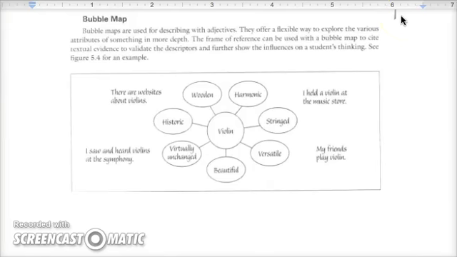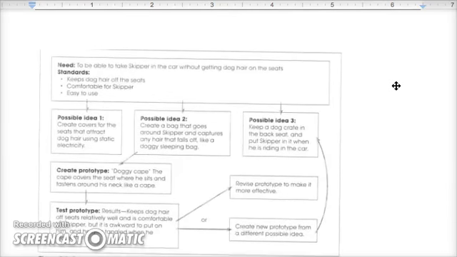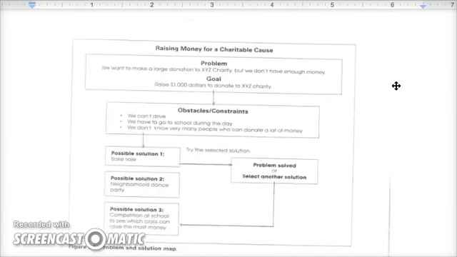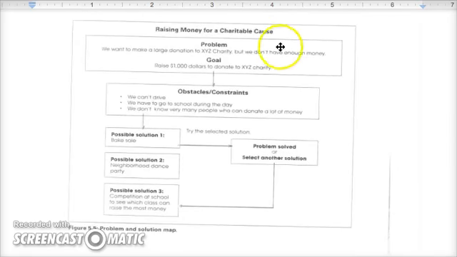It is right here. So the problem that this person has is they want to raise money for charity. Their goal, and these are the different steps that are involved in this type of mapping, is that you have a problem, you have a goal you want to meet. The next one is something that could constrain you or that is in your way, and then you have your possible solutions down here. And so you have your problem, your goal, your obstacles. So you list all those things just so you know what's going on.